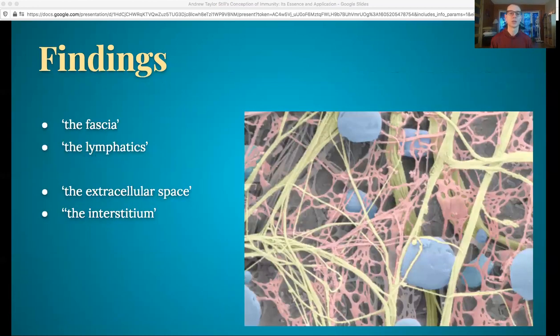This internal soil was composed, in Still's mind, of what would be today called the interstitial or extracellular space and its terminal vessels. Still called this the fascia or the lymphatics. His understanding of this structure-function dynamic was highly prescient and remains accurate when compared to modern descriptions of the same. In fact, I would argue that in some regards, even today, Still's understanding remains more nuanced and developed.